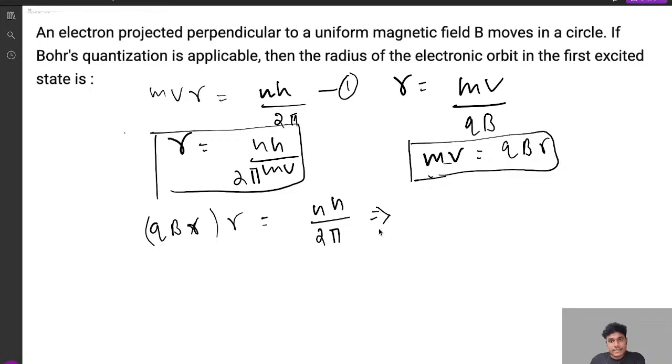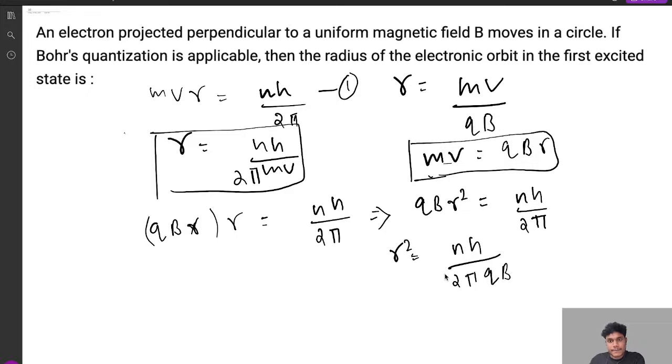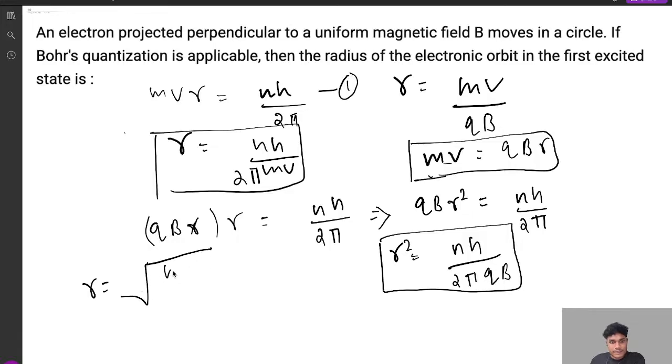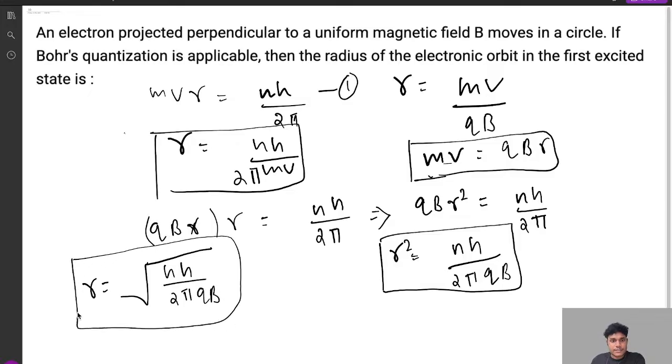From here we get qB into r square is equal to nh upon 2 pi, and r square is equal to nh upon 2 pi into qB. This is the radius. Then r is equal to root of nh upon 2 pi qB. Here we get the relation of r and n.